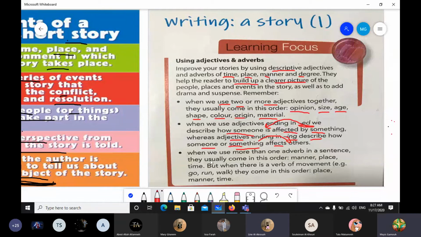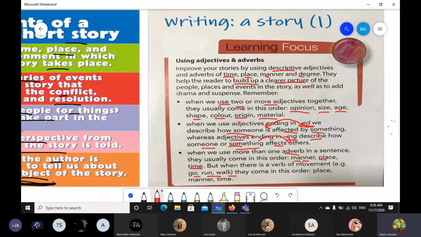Thank you, dear. So here is the third note that we have to take into consideration when we use more than one adverb. So now we are talking about adverbs. In the sentence, they usually come in this order: manner, then place, and then time. But when there is a verb of movement, verbs that take action, for example if you are walking, running, going, maybe jogging, these are the verbs of movement. They come in another order.